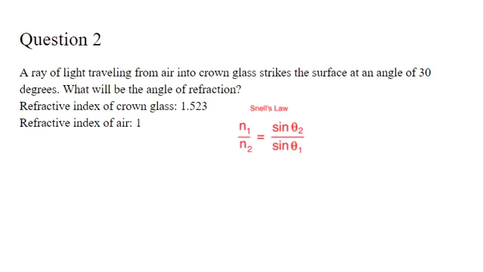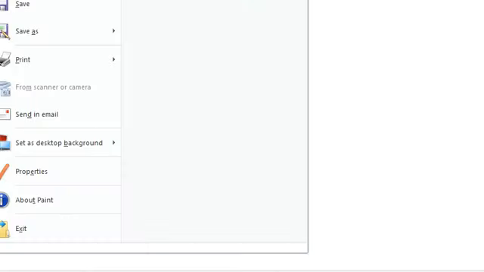So here's an example of an application of Snell's law. A ray of light traveling from air to crown glass strikes the surface at an angle of 30 degrees. What will be the angle of refraction? So the first thing to do is to acknowledge Snell's law. The known values are the refractive indices and the angle at which light strikes a surface. In order to find the angle of refraction, rearrange Snell's law to solve for sine theta 2.